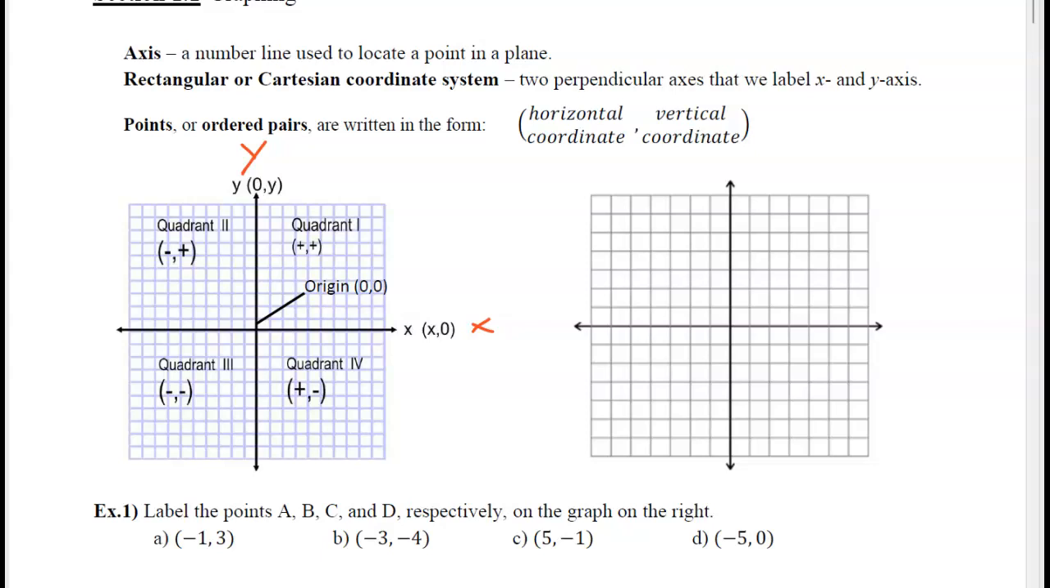Now we have points, also called ordered pairs, same thing, written in the form horizontal coordinate and vertical coordinate, or another way to think of it is the x-coordinate and the y-coordinate. Okay, so let's look at our different quadrants here. Quadrant 1 is on the right, and then we work counterclockwise. So we've got quadrant 1 here, quadrant 2, quadrant 3, quadrant 4.